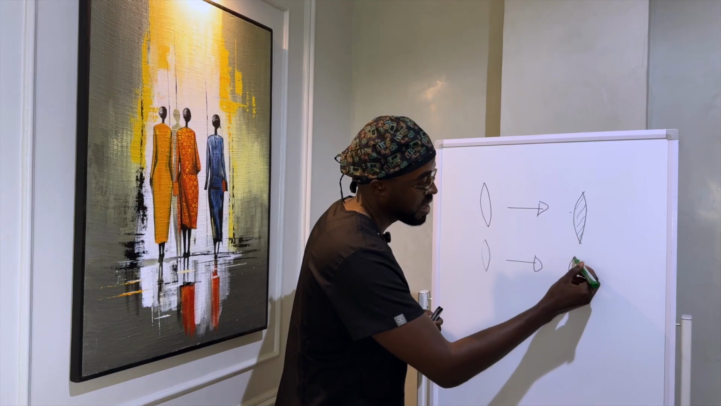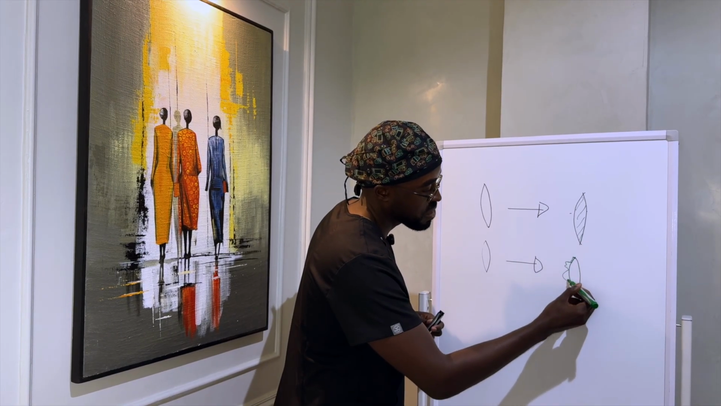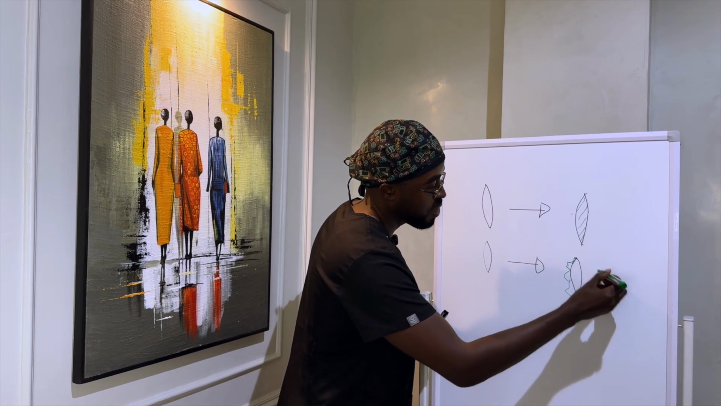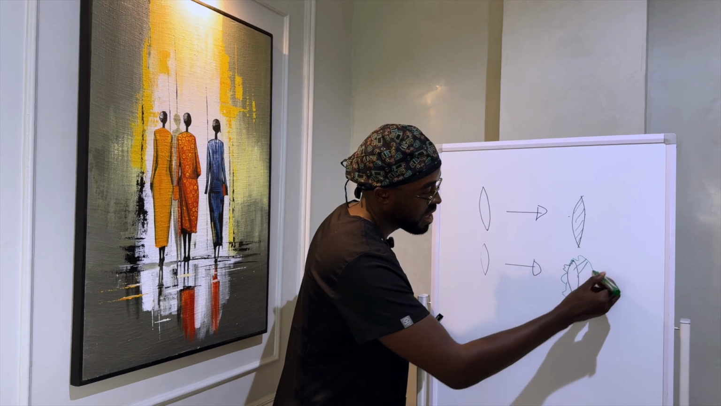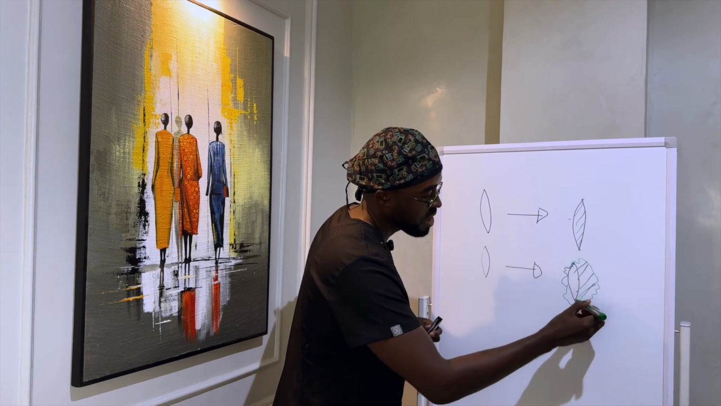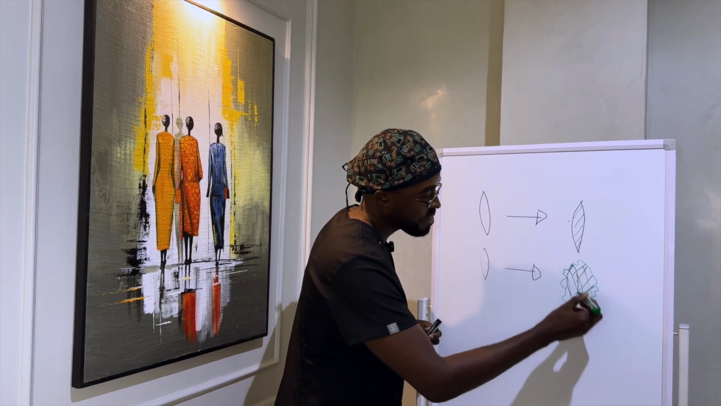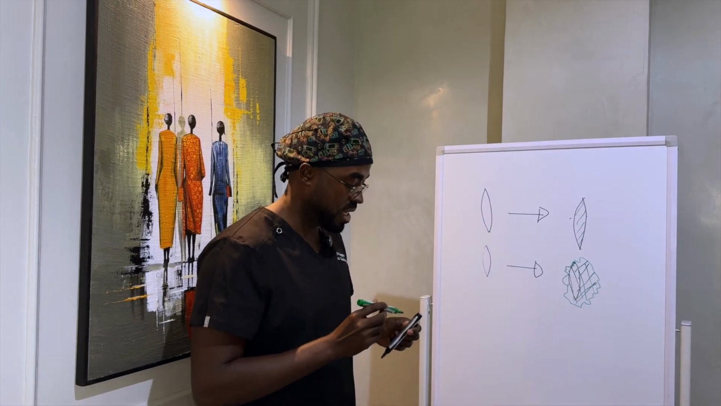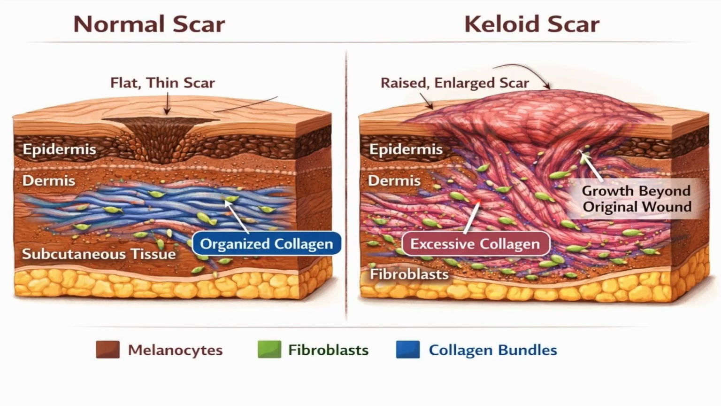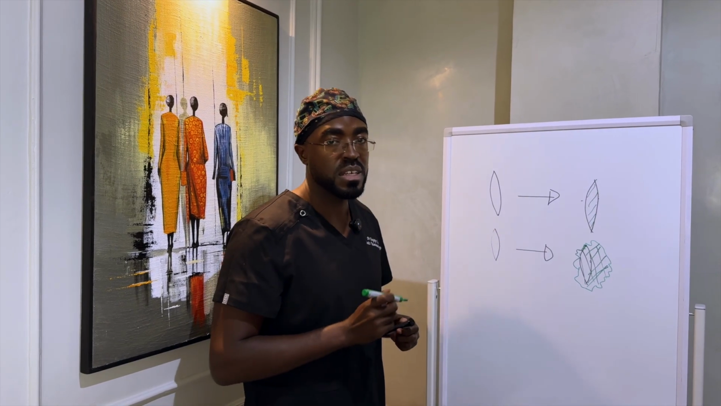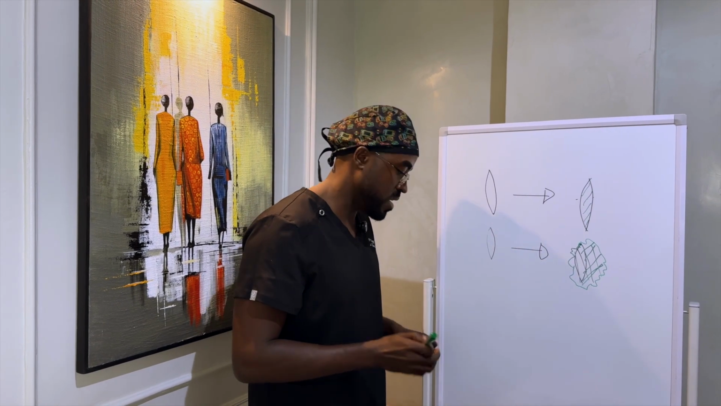Now with the keloid, the scar forms and it goes all the way beyond the boundaries of the wound. Then you have formed what we call a keloid. So as the wound is healing, if that scar goes beyond the boundaries of the wound, we call that a keloid. So what causes a keloid?